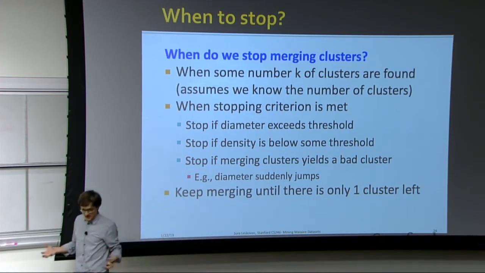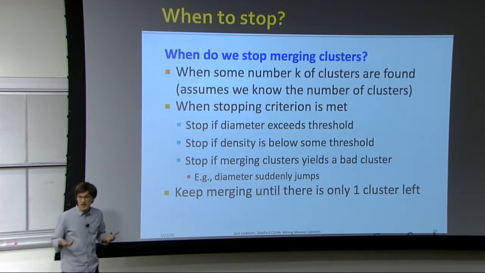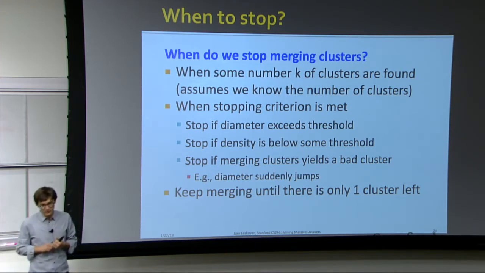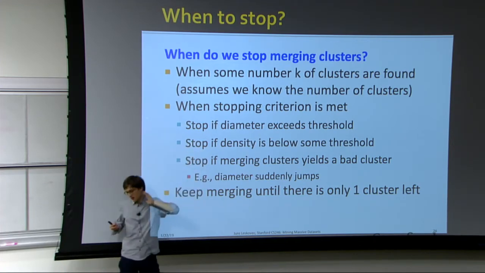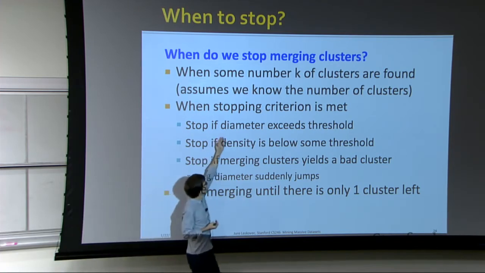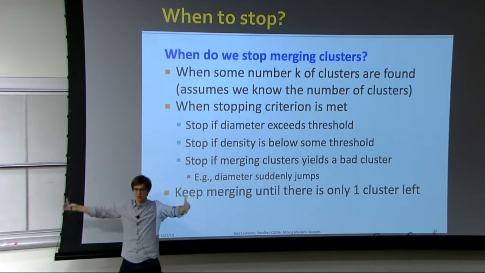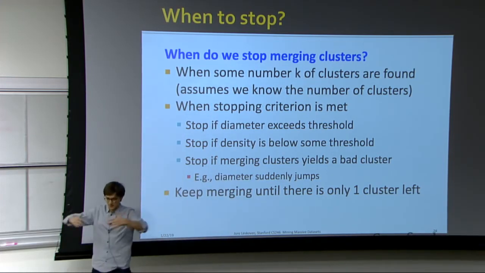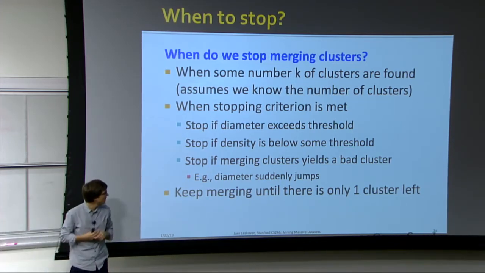And then, as there was a question before, when do we stop? How do we decide when to stop merging clusters together? The simplest thing is to say, let's stop when we discovered some k number of clusters, and k is provided to us by the user. Or we have some stopping criterion that is met. Examples of stopping criteria could be that we have clusters that have too big a diameter, so the diameter exceeds some threshold and I want to stop. Maybe the density is below some threshold, my clusters become too sparse.